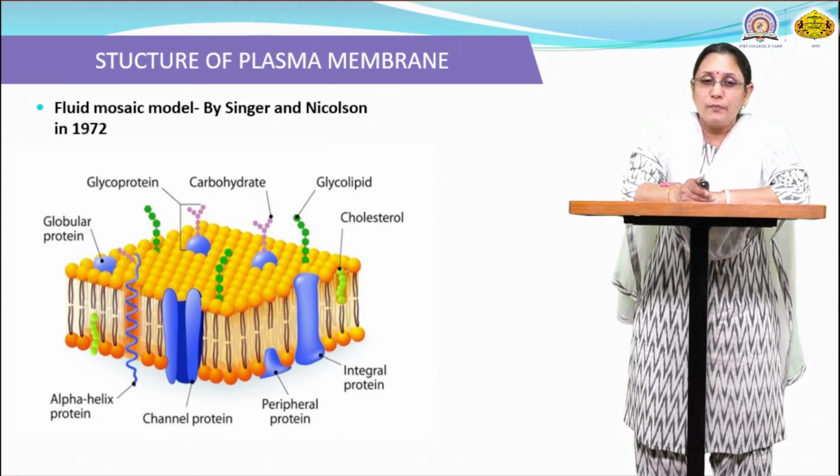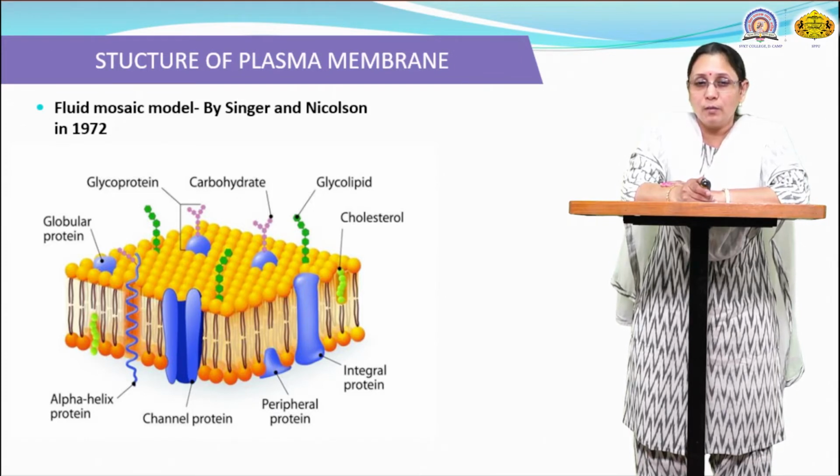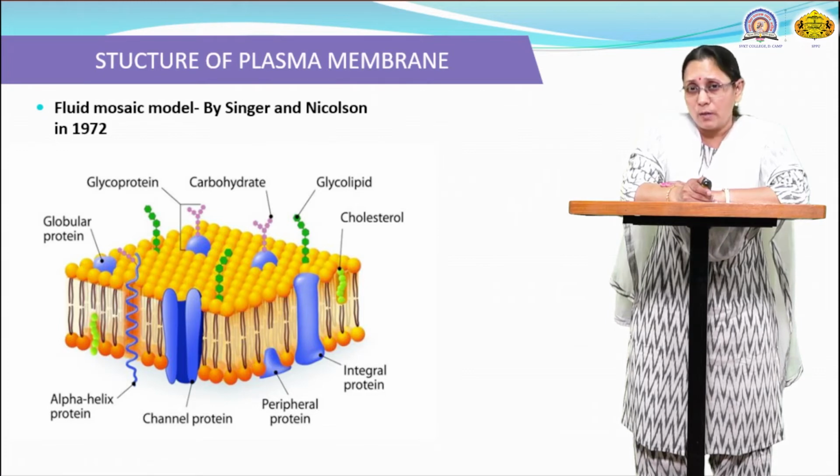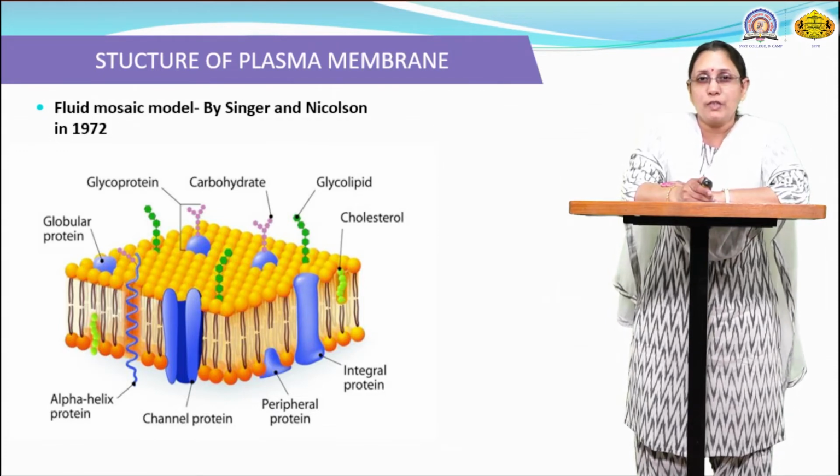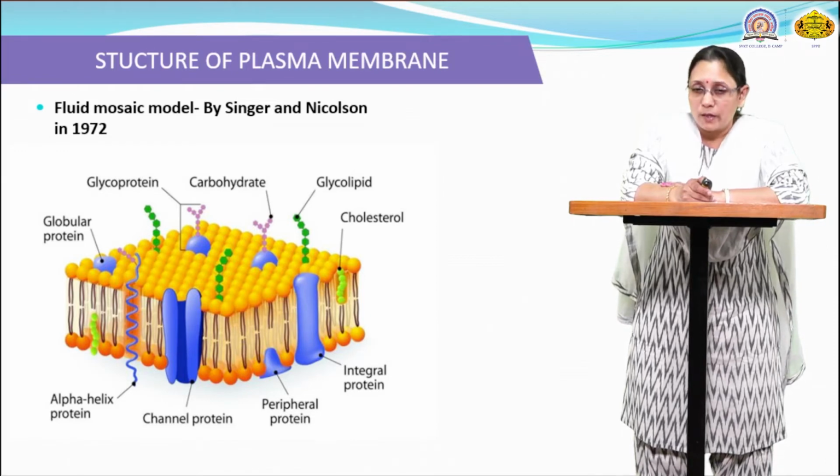So basically here some globular proteins are also there which work as a channel protein. Then glycoproteins are there, which are nothing but carbohydrate plus proteins. Glycolipids means carbohydrate plus lipid. Then a little or trace amount of cholesterol can also be seen.